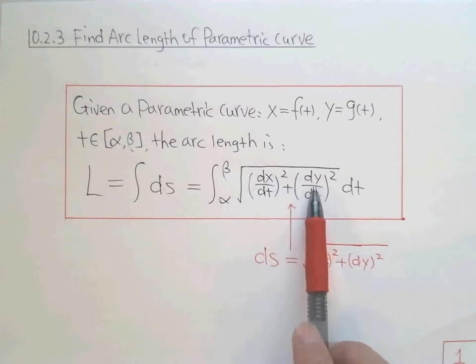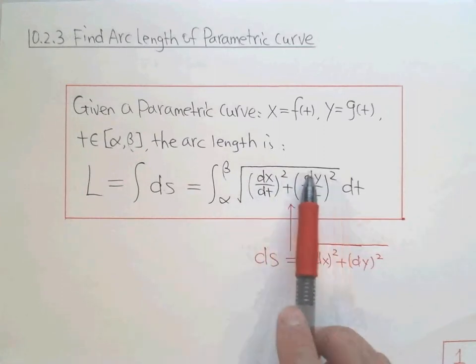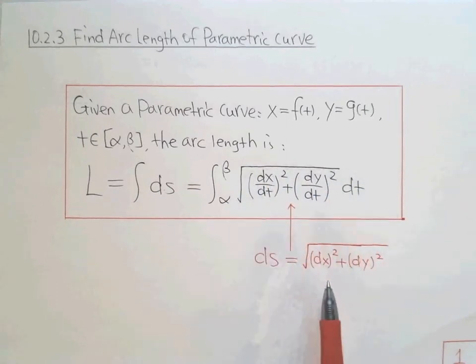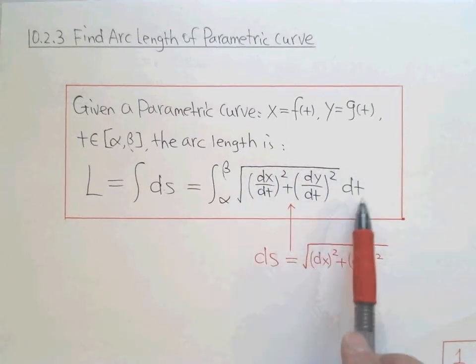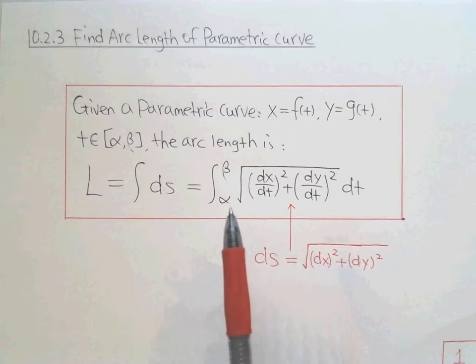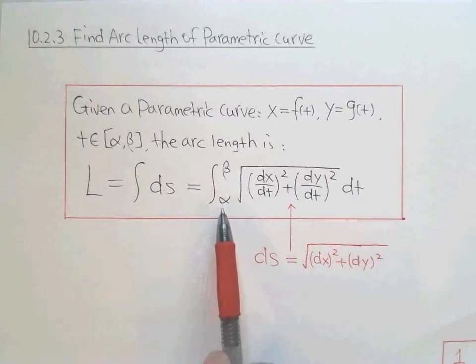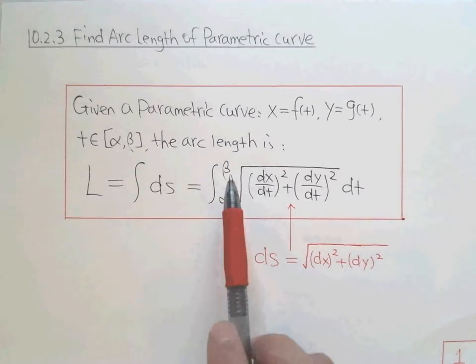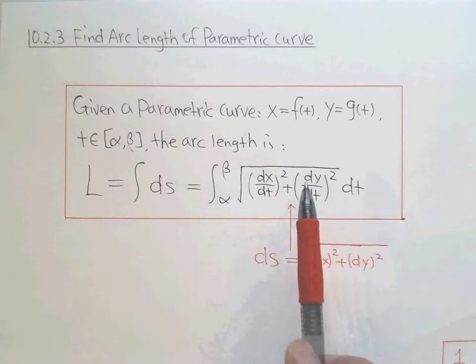So exactly, this term is ds. The limit, of course, is for the parameter t, that's from alpha to beta, from the smaller number to the bigger number, and then definitely this integral is positive. Okay, that gives you one example.